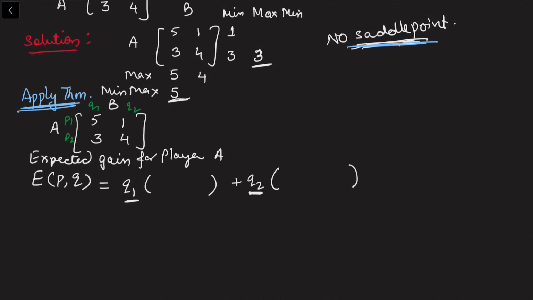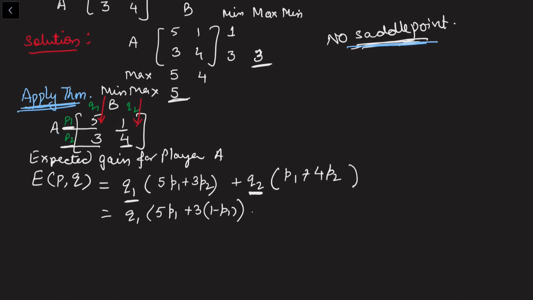It will be 5P1 plus 3P2 if Q1 is fixed. And then if Q2 is fixed, I am writing 1 into P1 and 4 into P2, so this is P1 plus 4 times P2. We have seen in the proof what we have done. We convert P2 into 1 minus P1 and Q2 into 1 minus Q1, so that my expression comes to a situation where I can write some factor P1 times something and here I can write Q1 times something.